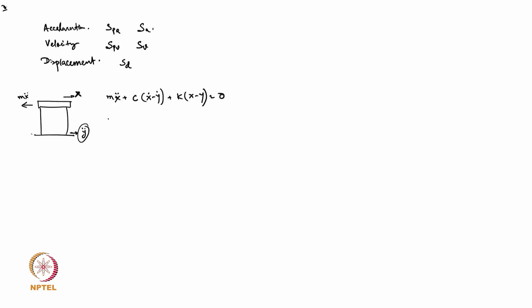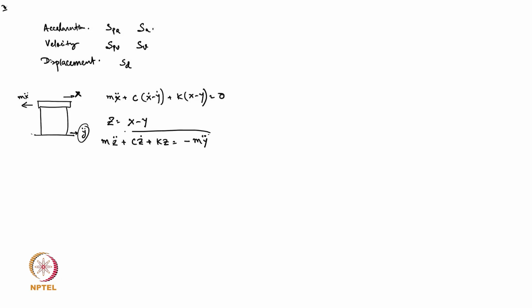Now if we put it in the relative coordinate, let's say z, which is measured from the ground, so z is x minus y. If we substitute it here, what can we say? We can say mz double dot plus cz dot plus kz should be equal to minus m y double dot. Makes sense? Minus or plus? Minus. Perfect, yes, it will be minus.